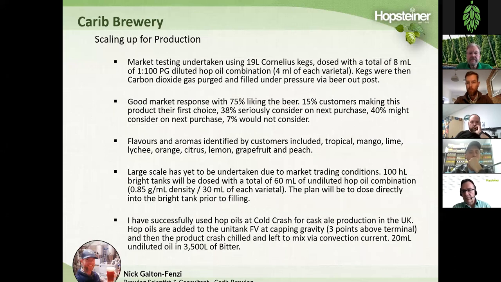The dosing rates that we were doing, I've just seen someone ask on the chat what the calculations and dosages were. We used 4 mL of each varietal as a 1 in 100 dilution into the keg. So we added the hop oils into a pre-purged keg, and we repurged and then filled it up from the black beer post down.